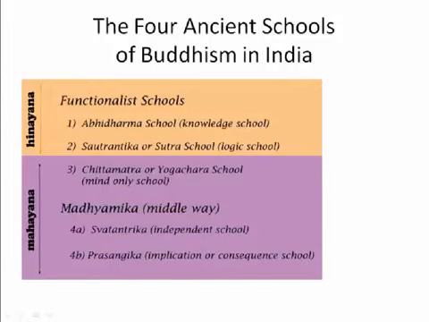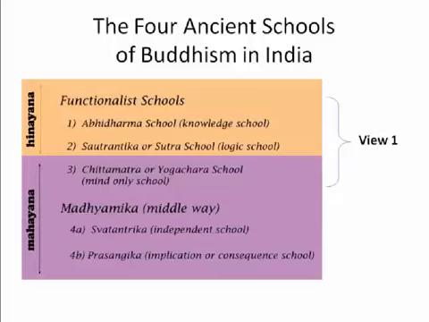So view one, the functionalist schools, there's Abhidhamma school, which is sometimes known as the knowledge school, Sautrantika school, or the sutra school, also known as the logic school, and the Chittamatra school or Yogacara school, which is the mind-only school, and we usually just call it the mind-only school. Those three schools fall into the view one. They all believe that things are dependent. They exist dependent on their causes.